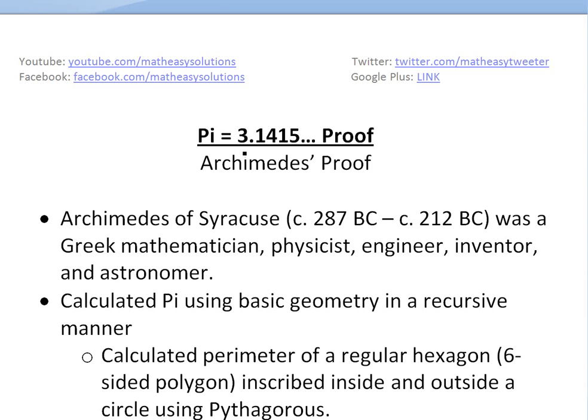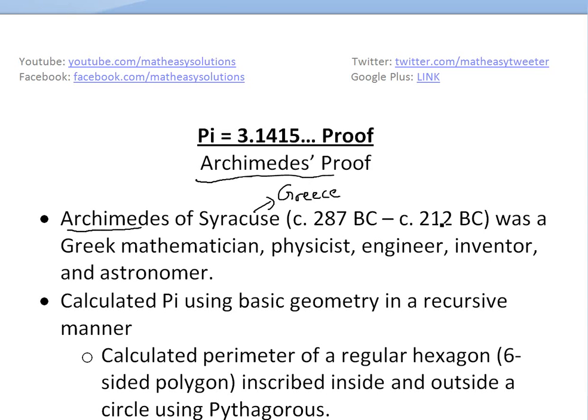Hi, it's time for another Math Easy. So we're going to discuss, well, basically, I'm going to look at Archimedes and his proof for pi. He was a famous mathematician, physicist, and engineer. He did a bunch of stuff. He was pretty smart. So basically, Archimedes of Syracuse. This is in Greece. Just a short history lesson on this one here.